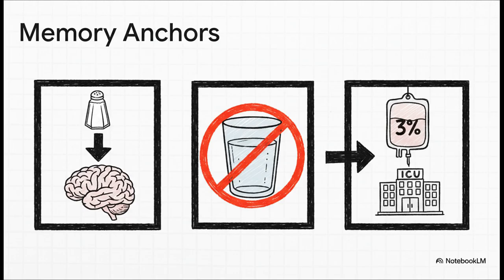Here are 3 super simple phrases that can be your mental flashcards on exam day. First, low NA equals swollen brain. That connects the lab value to the biggest danger. Second, restrict water first. This reminds you of the priority intervention. And third, 3% saline equals ICU level care. That should remind you that this is a high alert medication for only the most critical patients.